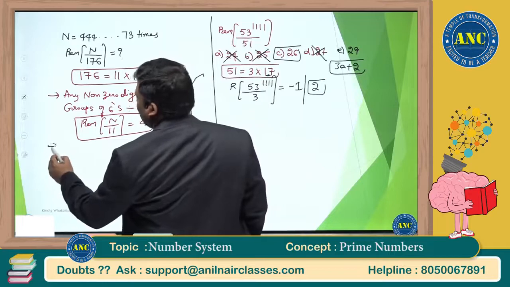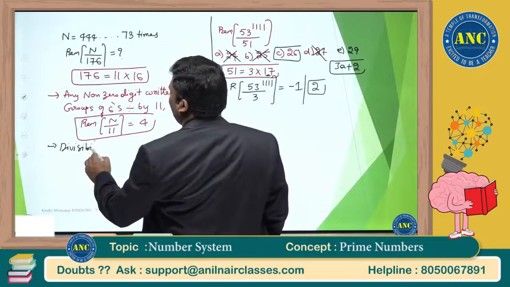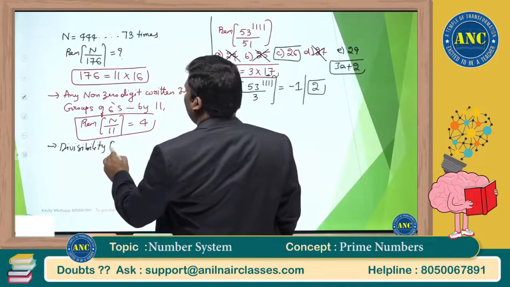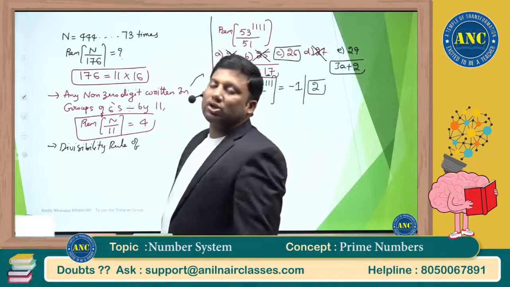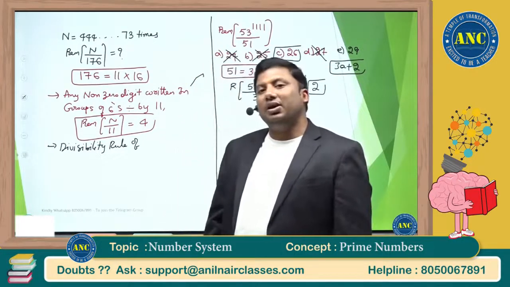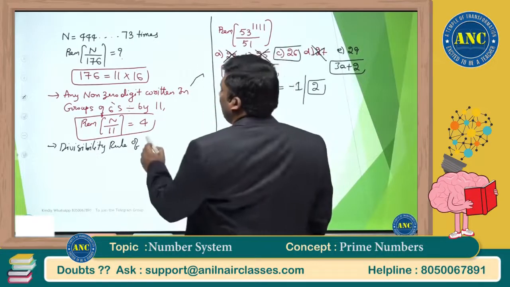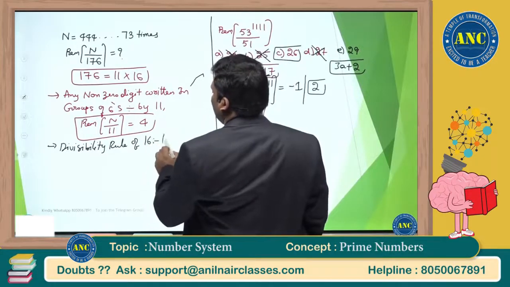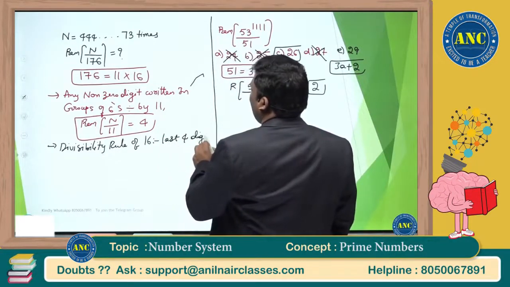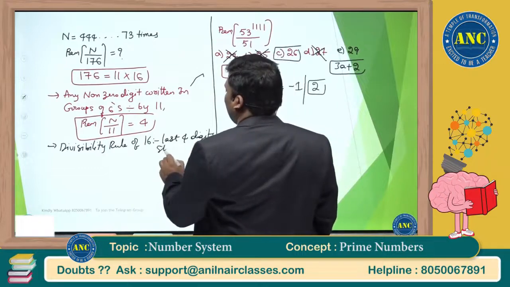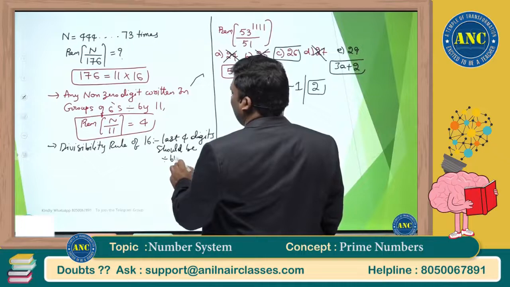Suppose 16, what is the divisibility rule of 16? Divisibility rule of 2 is the unit digit should be divisible by 2. Divisibility rule of 4 is the last 2 digits should be divisible by 4. Divisibility rule of 8 is the last 3 digits should be divisible by 8. Divisibility rule of 16 is the last 4 digits should be divisible by 16.